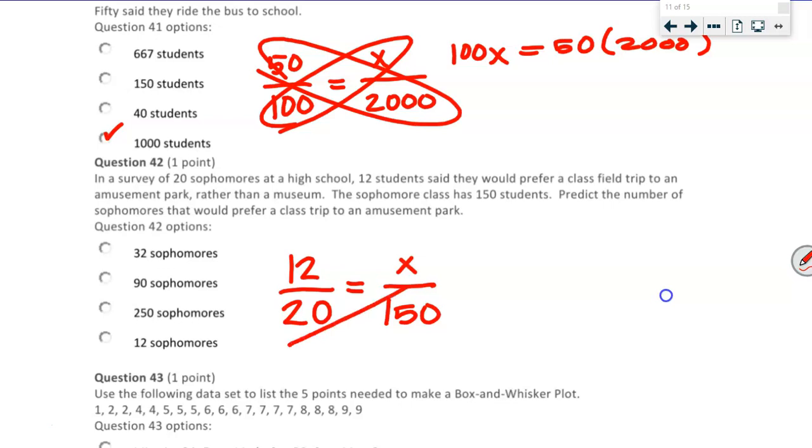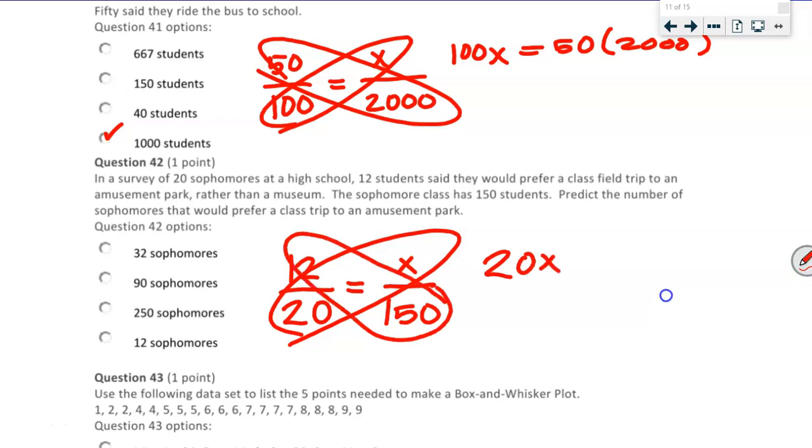So once again, we're going to cross multiply. So this is going to be 20x equals 12 times 150. Multiply that, then divide by 20. The answer was 90.